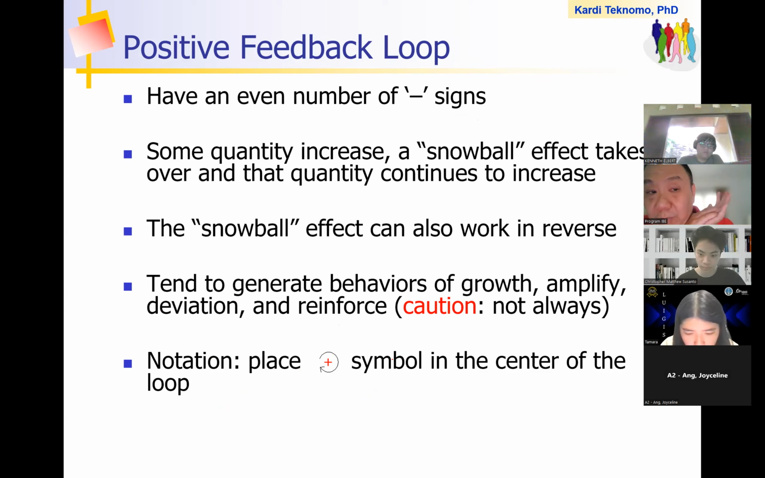So if you have an even number of negative signs, then you will have a positive feedback loop, right? So what is this? It will generate behavior of growth, amplify, deviation, reinforce. Well, this is not always, but this is the way to check and predict behavior just based on the diagram alone. The values matter later. We talk about the values later, but at this time we're just guessing qualitatively about the behavior.